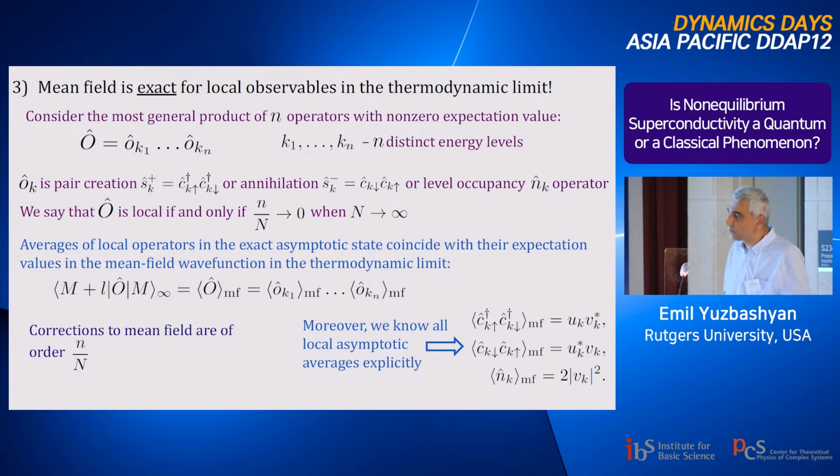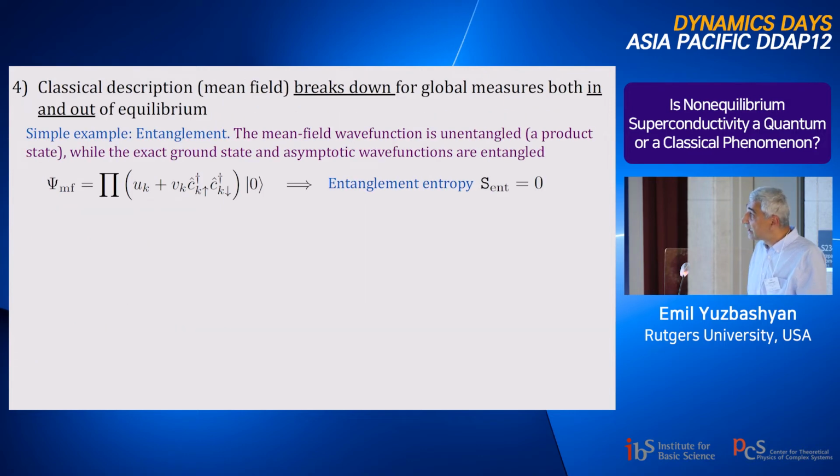And corrections to mean field, we find that they are of order little n over N. So you already see that if this little n is going to be of order capital N, mean field is not going to work well. And indeed, we see that the classical, mean field description breaks down for global measures, both in equilibrium and out of equilibrium. The simplest example of this is entanglement. The thing is that the mean field wave function is a product state and it's unentangled. So its entanglement entropy is equal to 0.